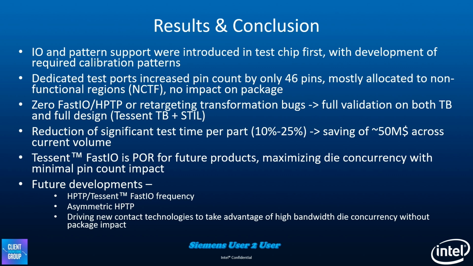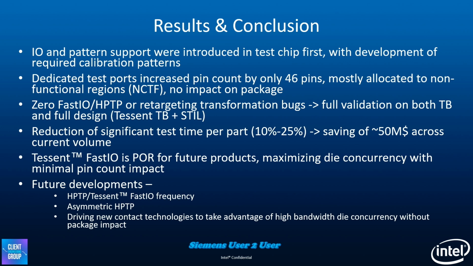So, all in all, we tested the HPTP and the Tessent components on a test chip before the actual product. We developed the calibration routines on this test chip to be ready for the actual product. The overall increase in pin count was 46 pins in all. If you remember, the original number was 160, so we managed to squeeze this goodness into 46 pins. Most of them were allocated into NCTF regions, meaning that there was zero impact on the package itself. And from a package design perspective, it's a don't care.